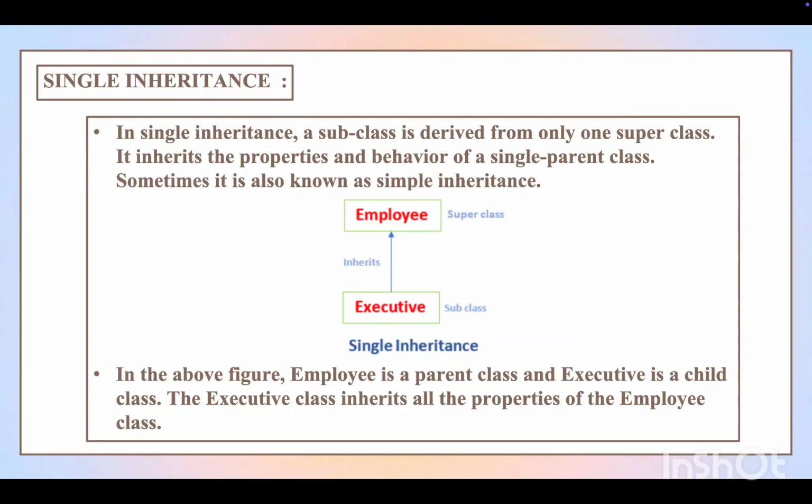For example, the superclass is Employee and Executive is the subclass. So here Executive inherits Employee. In this, Employee is a parent class and Executive is a child class. The Executive class inherits all the properties of the Employee class.